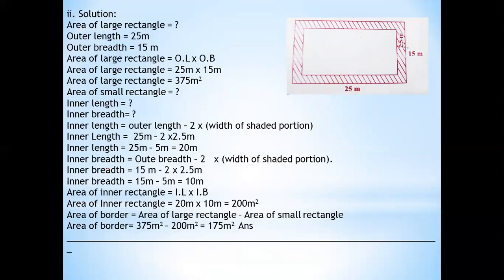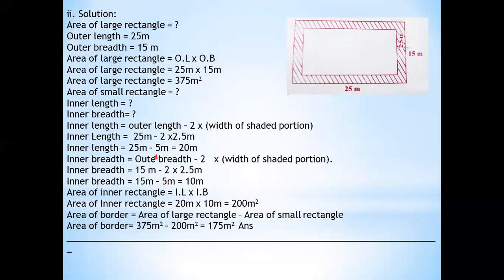Dear students, we also have to find the inner breadth. In the same way, the inner breadth is equal to the outer breadth minus 2 times the width of the shaded portion. So here we will place the value of the outer breadth, 15 meter, minus 2 times the width of the shaded portion, which is 2.5 meter. After multiplication of the 2 with 2.5, we will get 5 meter.